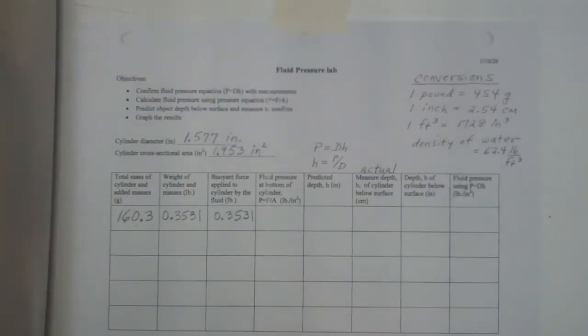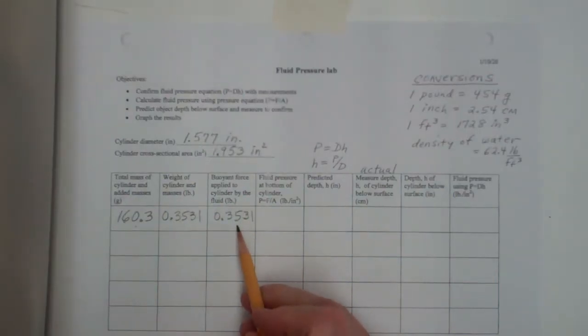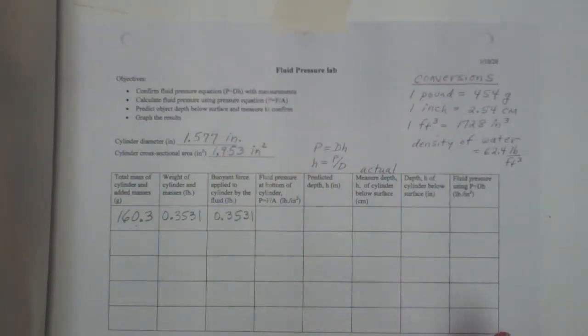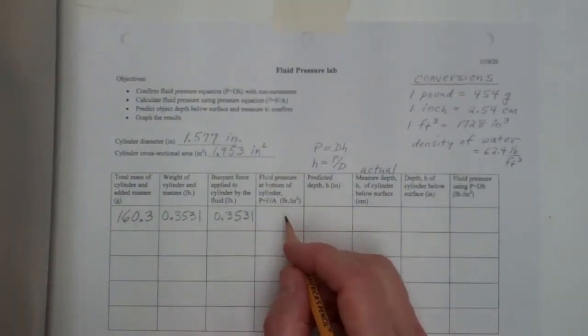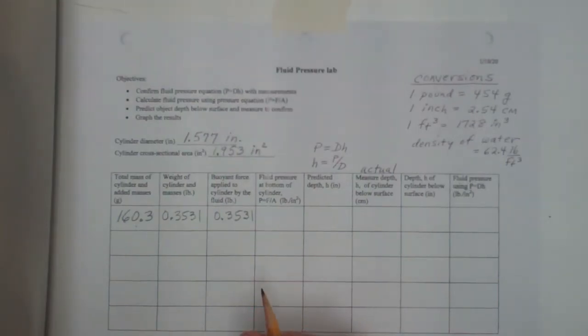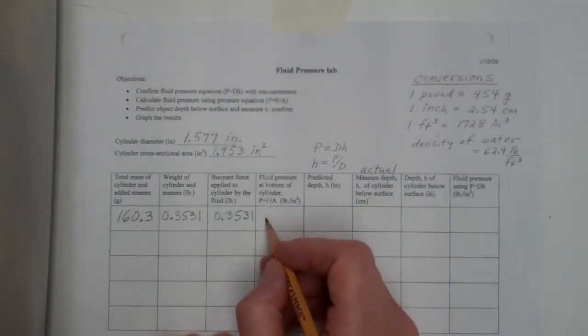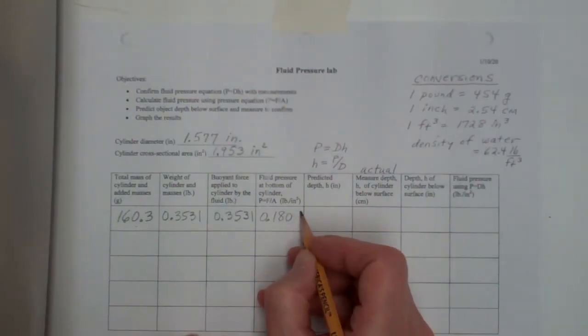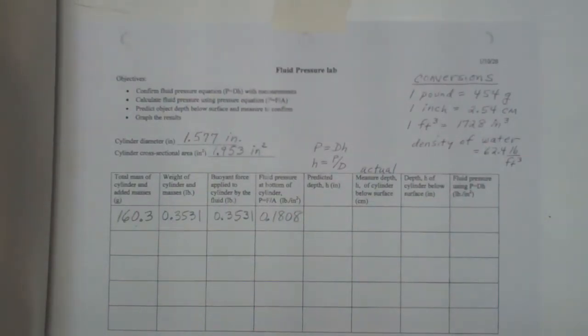And using that buoyant force and the cross-sectional area of the cylinder, we can calculate the fluid pressure at the bottom of the cylinder, which is force divided by area. So that will be the 0.3531 divided by the area, which was the 1.953 square inches, and that calculation will give you .1808 pounds per square inch.